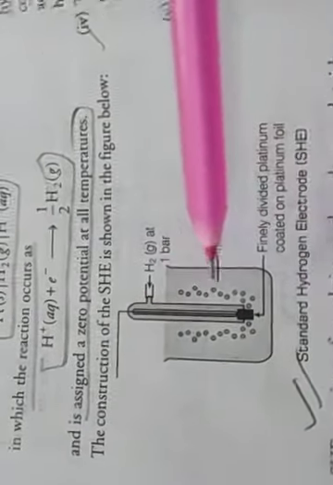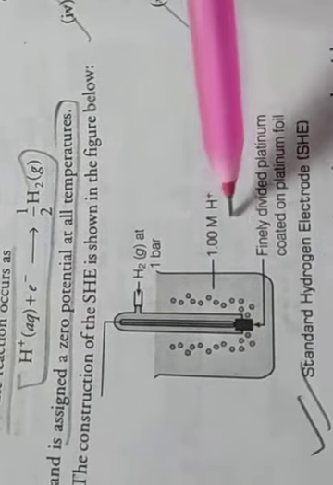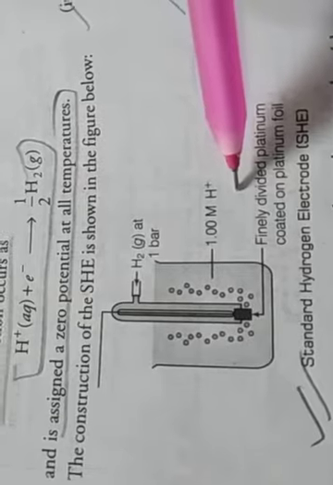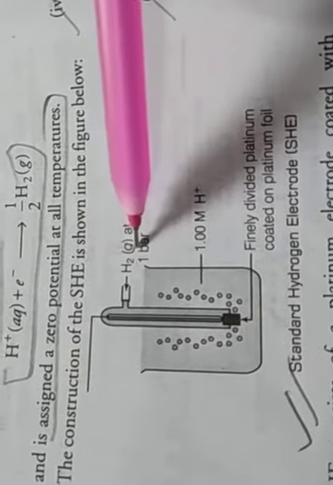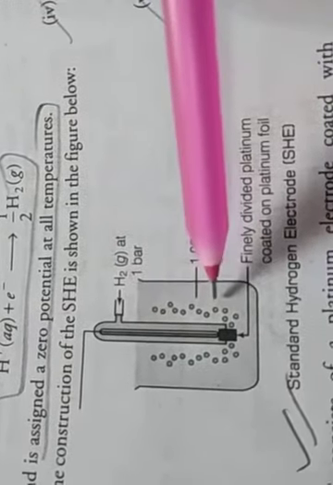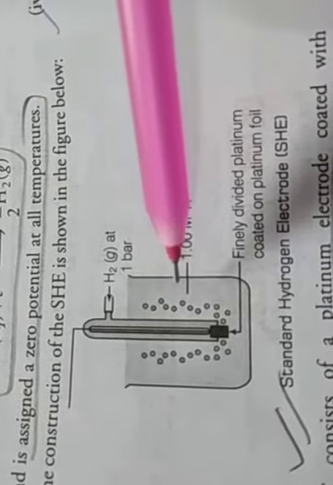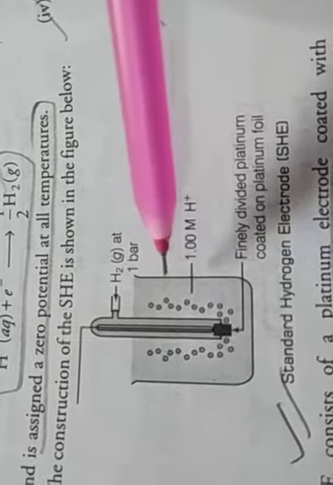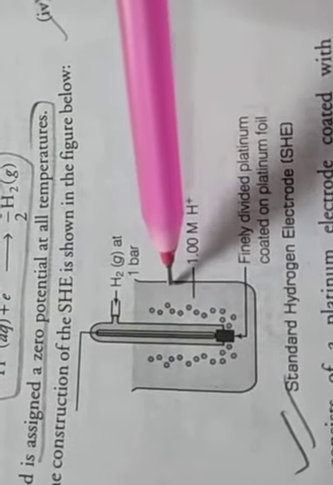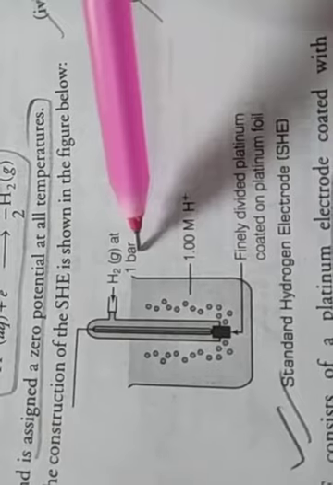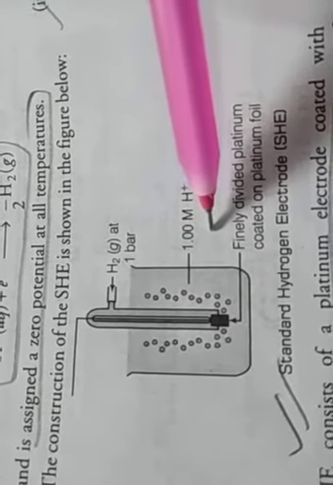So the standard hydrogen electrode consists of a platinum electrode coated with platinum black, and the electrode is dipped in a solution of 1 M H+ ion, and pure hydrogen gas is bubbled through it at 1 bar pressure. Clear? So the concentration of both the reduced and oxidized forms of hydrogen is maintained at unity: 1 bar pressure and 1 M concentration.